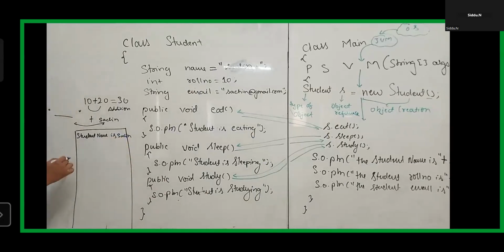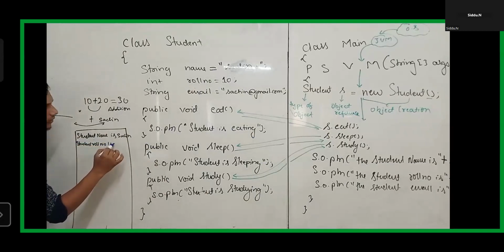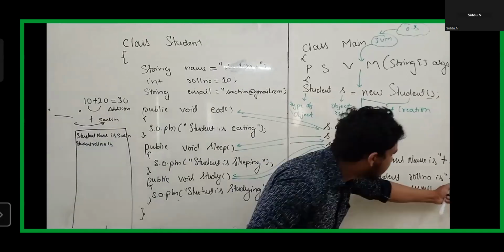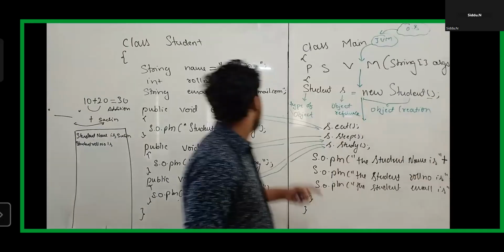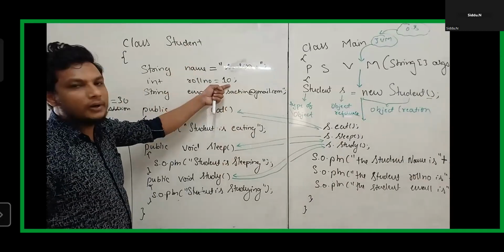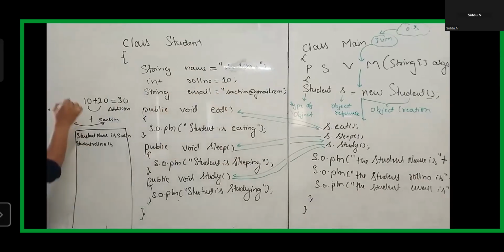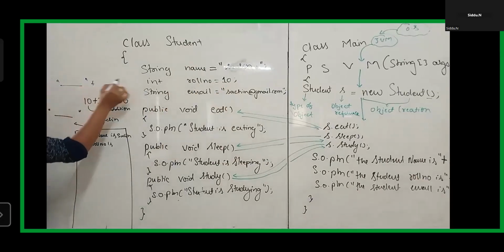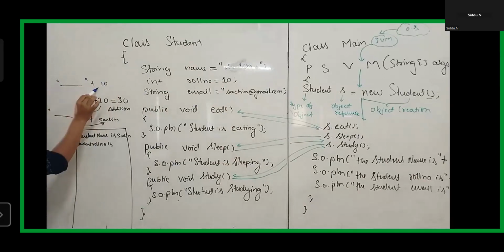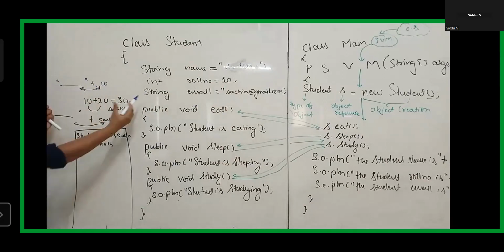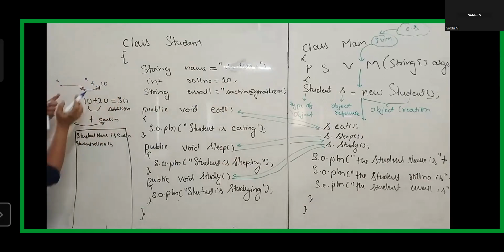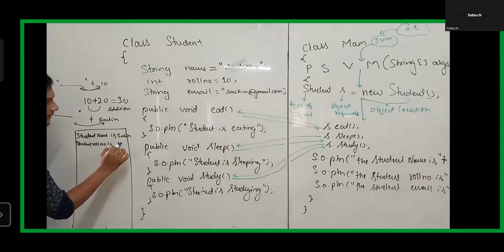Understood? Now next is the student roll number is, plus the student roll number. In roll number, what is there? 10. Now here we have a group of characters plus a number. This time addition will not happen. Again, concatenation will happen. It will join, that is, 10 will be attached with this string, and the student roll number is 10 will be printed.